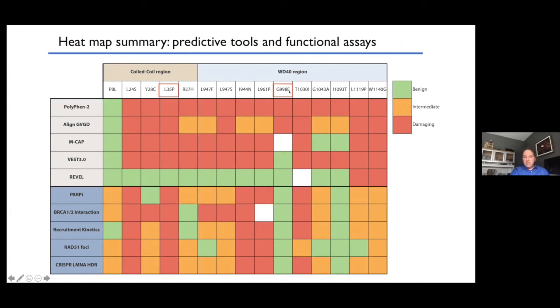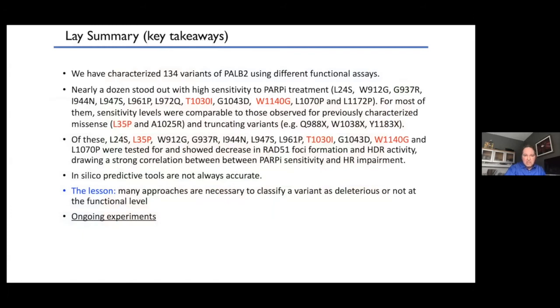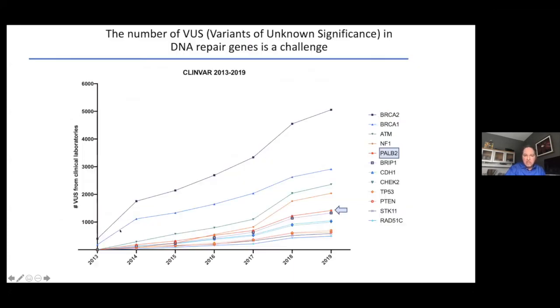And if you take this known benign mutation here, you can see that we don't have any effect in our assays, but the PolyPhen-2 and Align-GVGD programs predict this variant to be damaging. So this tells us that at least for PALB2, you really need functional assays to monitor the effect of these mutations. So this is the summary of what I said, and I'm just going to jump to the ongoing experiments in the lab.